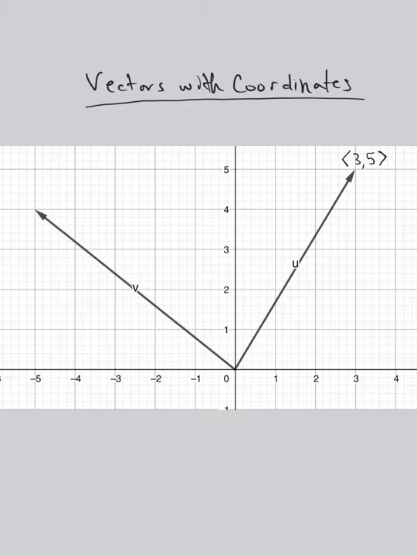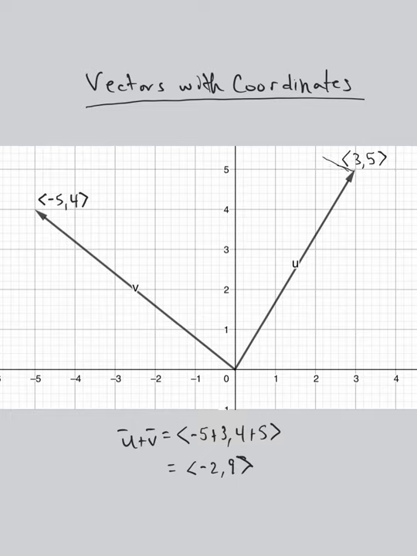And so then if we look at the vector v, its tip is at negative 5, 4. And so we'll say that that vector has coordinates <-5, 4>, like that. And so then if I wanted to add those two vectors together, all I do is add the coordinates together. And so I have negative 5 plus 3, and then 4 plus 5. And so the coordinates of the sum are going to end up being <-2, 9>. I didn't leave myself enough room in this image, but you could check that by drawing the parallelogram and making sure that that looks like it's in the same place.